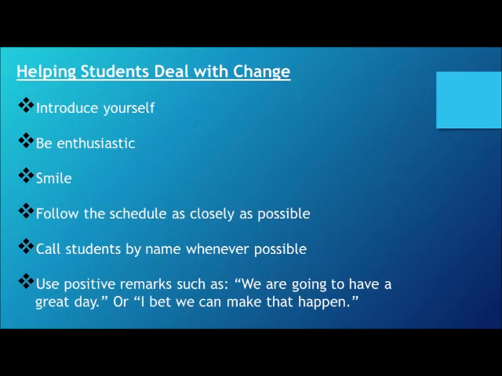Helping students deal with change. Introduce yourself. Be enthusiastic. Smile. Follow the schedule as closely as possible, and call students by name whenever possible.